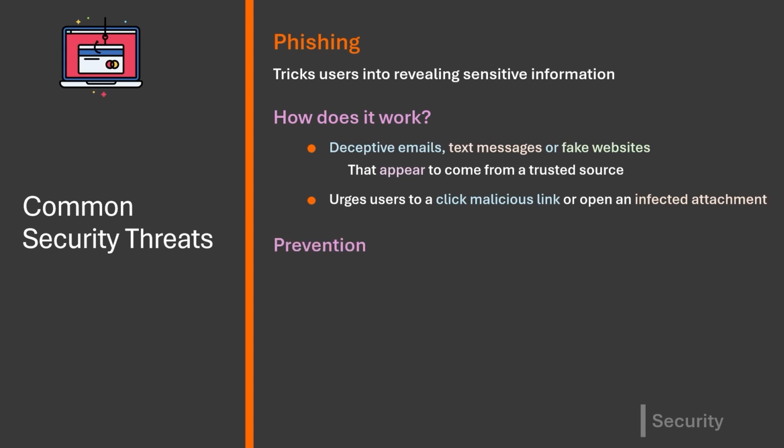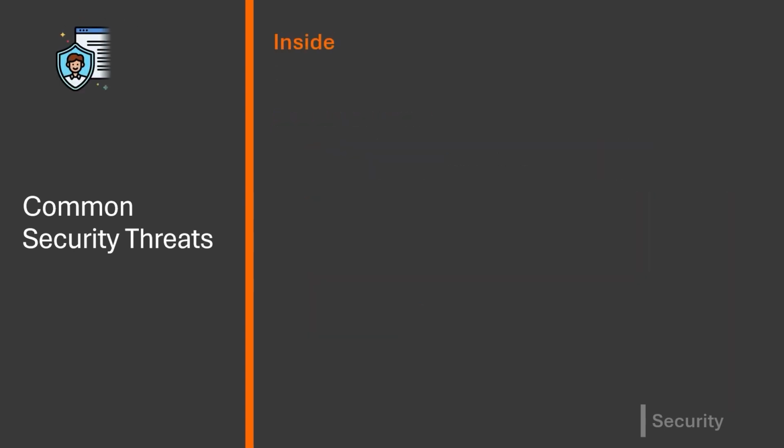To prevent this, we can train employees to recognize phishing emails. So for example, checking the sender's addresses and looking for suspicious links. We can use email filtering and anti-phishing software to block fraudulent messages, and enable multi-factor authentication to add an extra layer of security. There are insider threats.